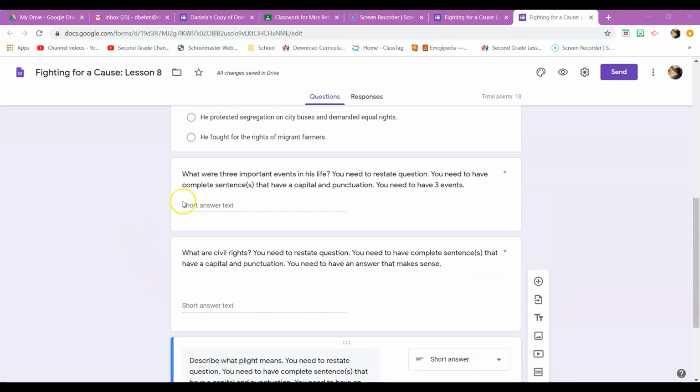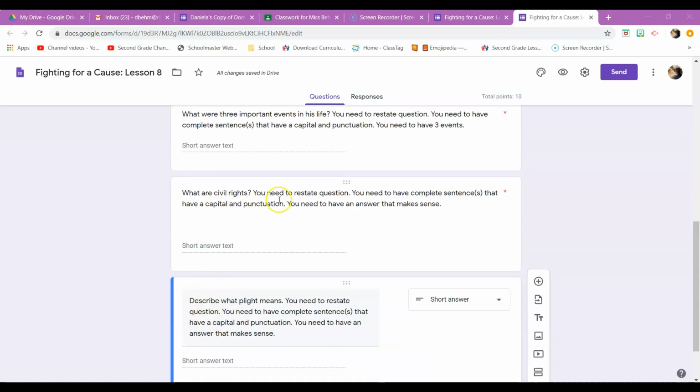This one says, what are the 3 important events in his life? This is nothing new. Make sure you restate the question. You need to have complete sentences that have a capital and a punctuation, and you need to have 3 events that happened in Cesar Chavez's life. Then this question says, what are civil rights? Again, you need to restate the question. You need to make sure you have a complete sentence that has capital and punctuation, and you need to have an answer that makes sense.